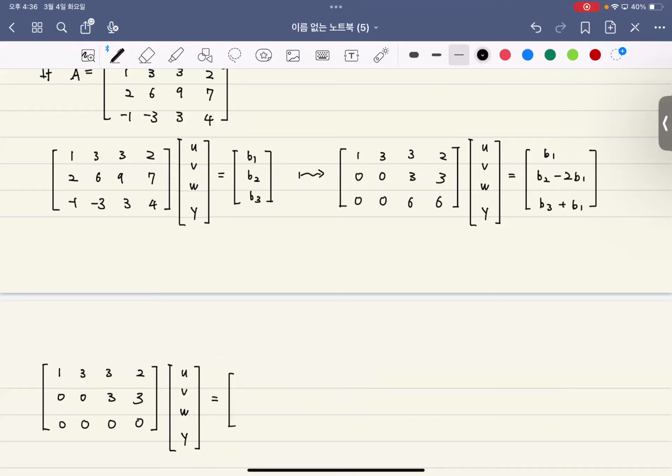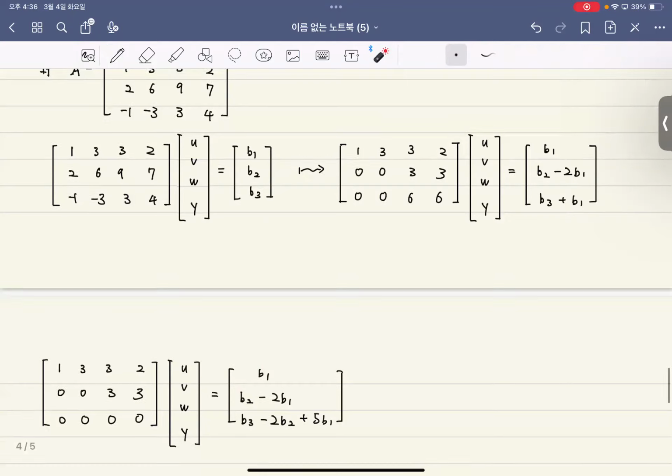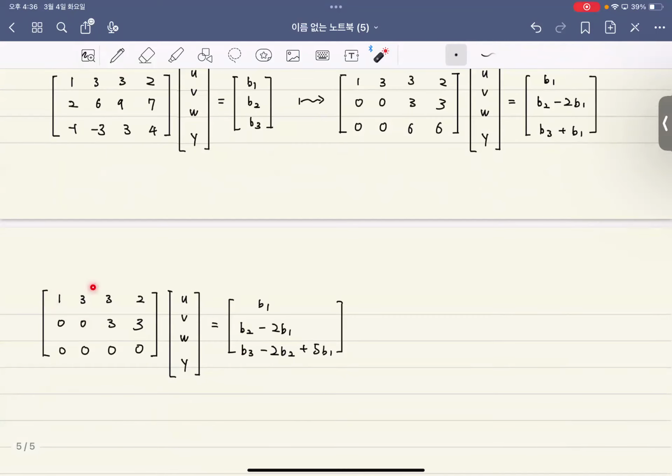And B1, B2 minus 2 times B1, and B3 minus 2B2 plus 5B1. Am I right? Oh, yeah, this is the sum. Yeah, I'm right. So now my matrix A has been turned into the echelon matrix.